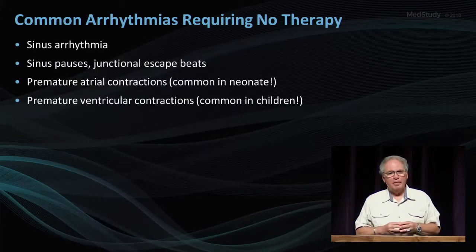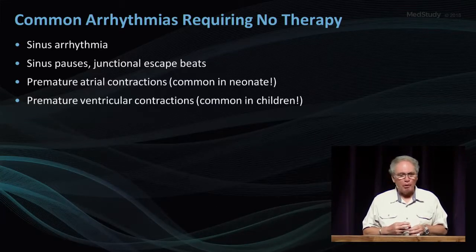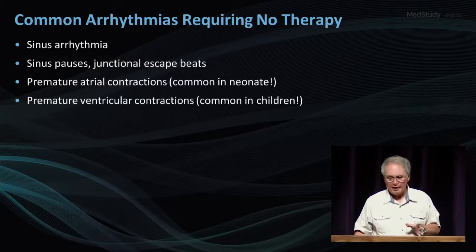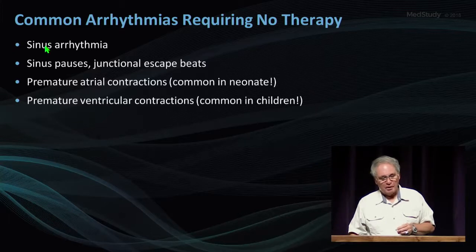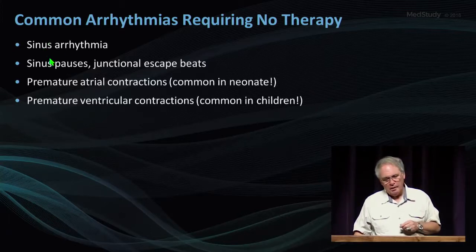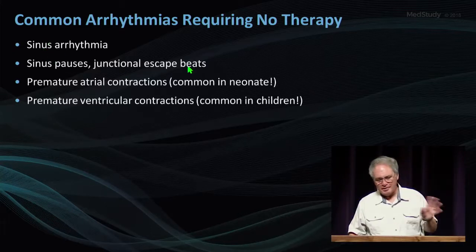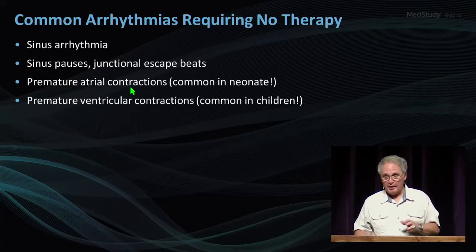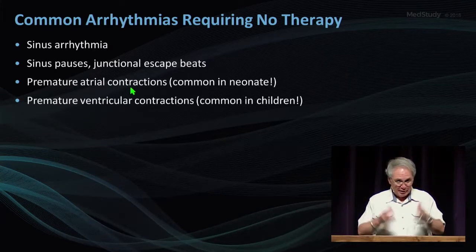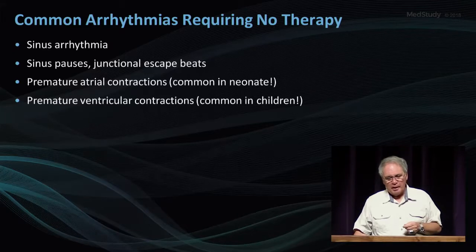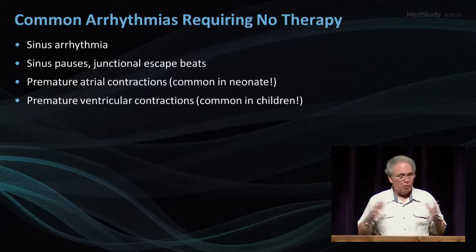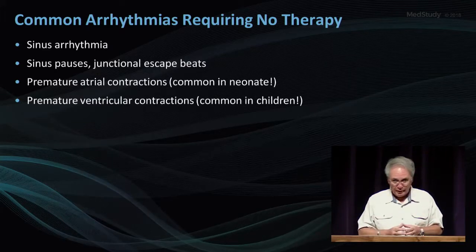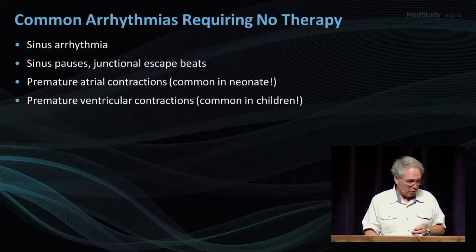So look at all these common arrhythmias that are benign and that require no therapy, and they're very common in children. Sinus arrhythmia, the one due to breathing. I don't care about pauses and escape beats. Premature atrial contractions, very common in the neonate. You've all seen this. And premature ventricular contractions, common in older children. All benign, all requiring no therapy and little or no evaluation.